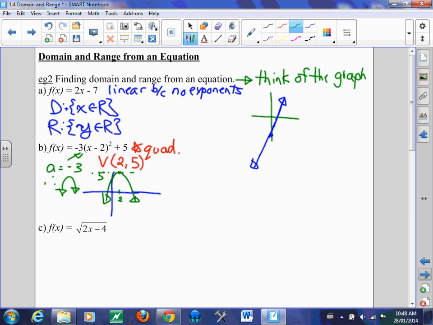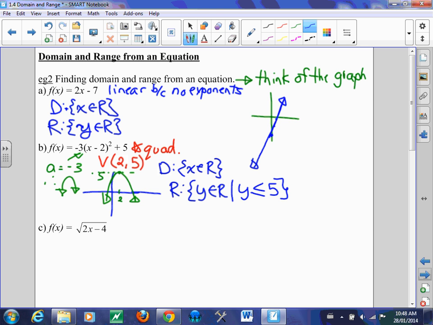Okay? So what we know, ladies and gentlemen, from this is that our domain is where x belongs to a set of real numbers. But our range, we have a limit, ladies and gentlemen, because we're stuck as we try to go up. So what does that tell us? y belongs to a set of real numbers such that, what's the maximum y can be? 5. So y has to be less than or equal to 5.